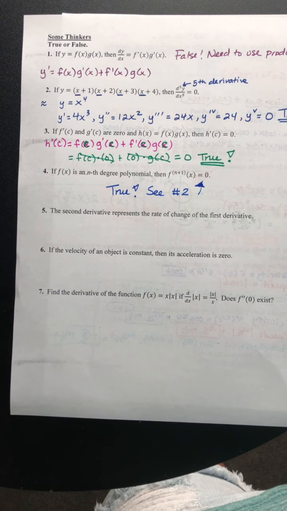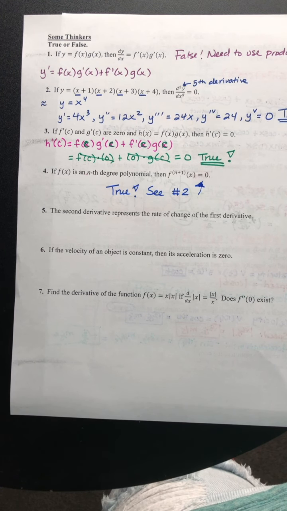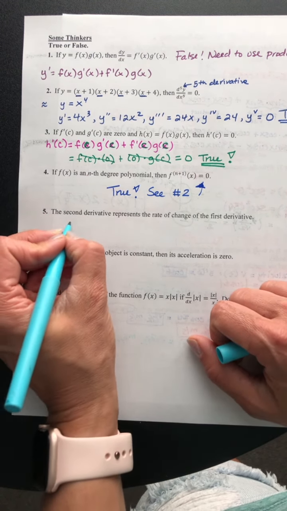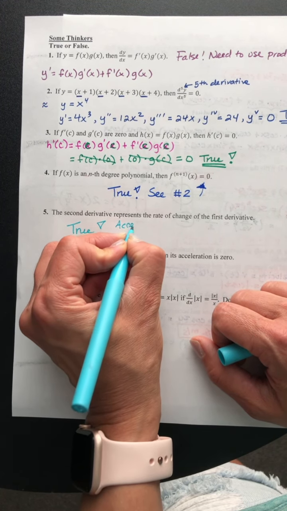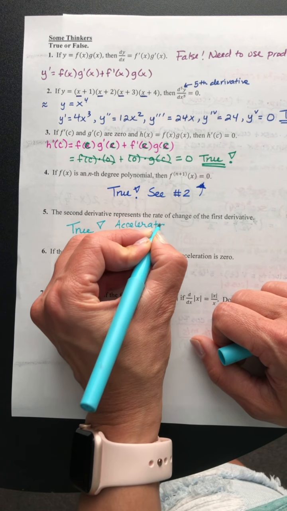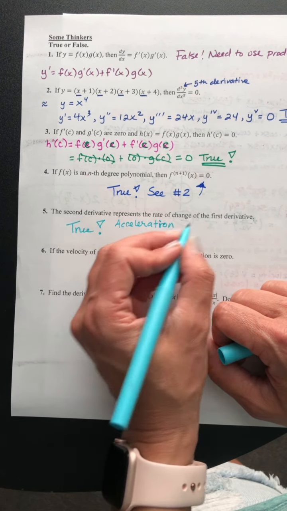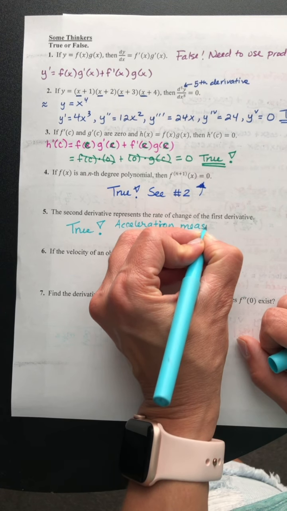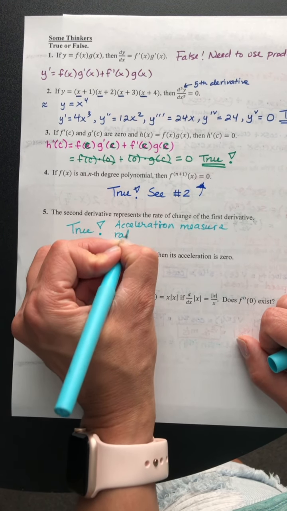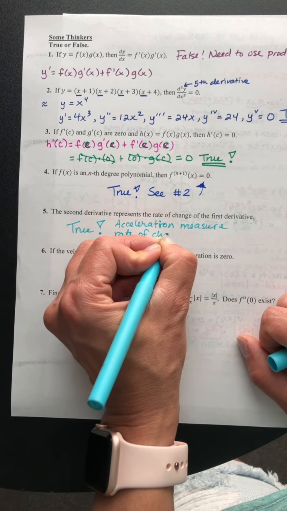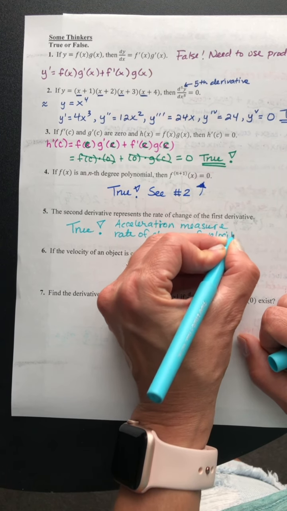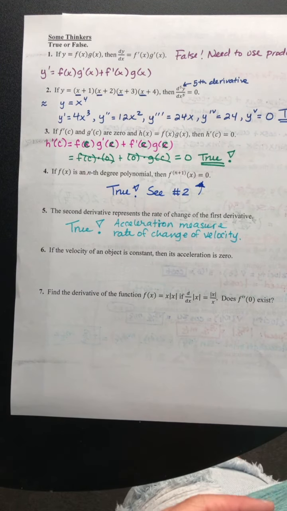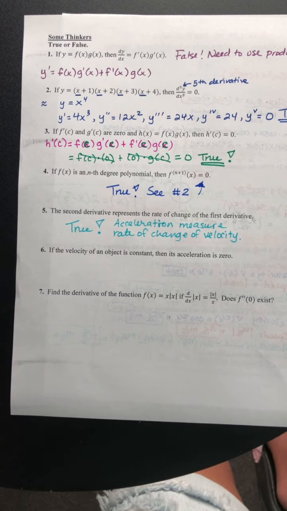Number 5. The second derivative represents the rate of change of the first derivative. That should sound familiar because, yeah, I've been saying that. It is so true. And the reason is that acceleration, got to spell it right though, acceleration measures rate of change of velocity. Remember, it measures the rate of change of the rate of change.